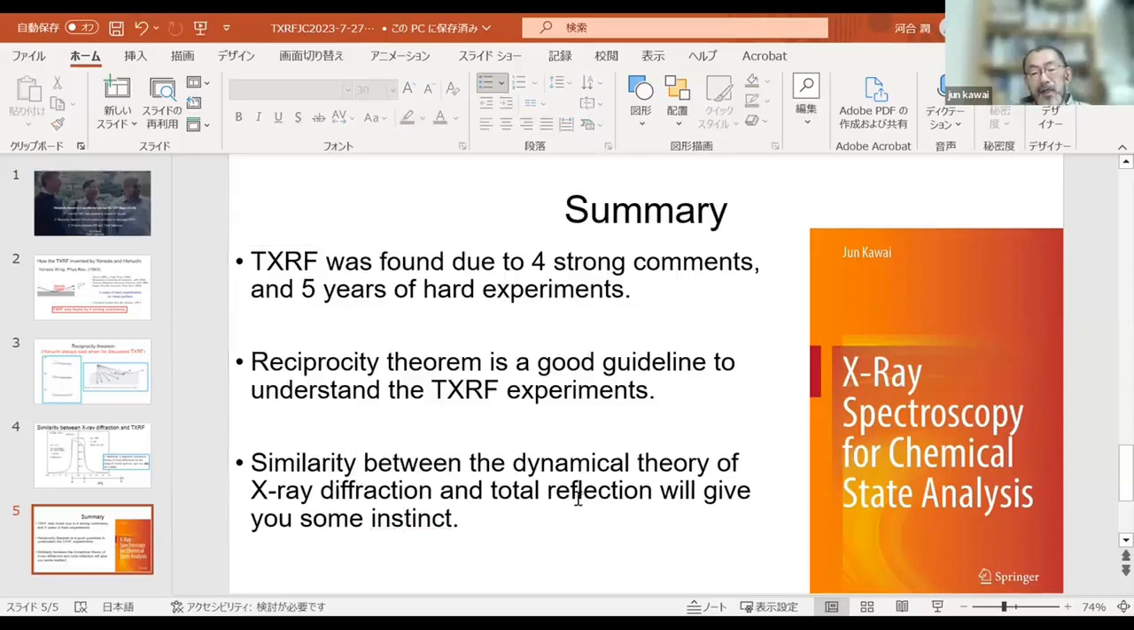I published a book with Springer at the end of last year, and I wrote these topics. It's not scientific, only some kind of story I heard directly from Horiuchi. And the second one is also from Horiuchi, and the third one is from Takahashi and Nakatani. So such stories were written in my book.